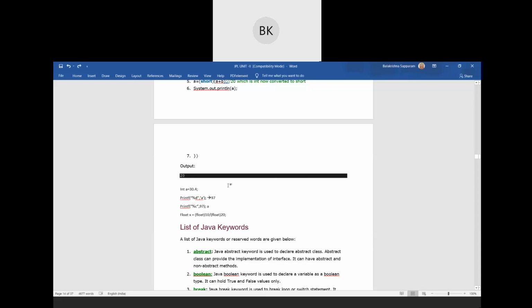Next, coming to printf with %d. This is the character A. Actually, %d is the format specifier for signed decimal integer. But what we want to print here is the character A. It is unable to print the character, because %d is the format specifier for integer. It will convert to the equivalent ASCII of character A, and that will be displayed. That is character to integer.